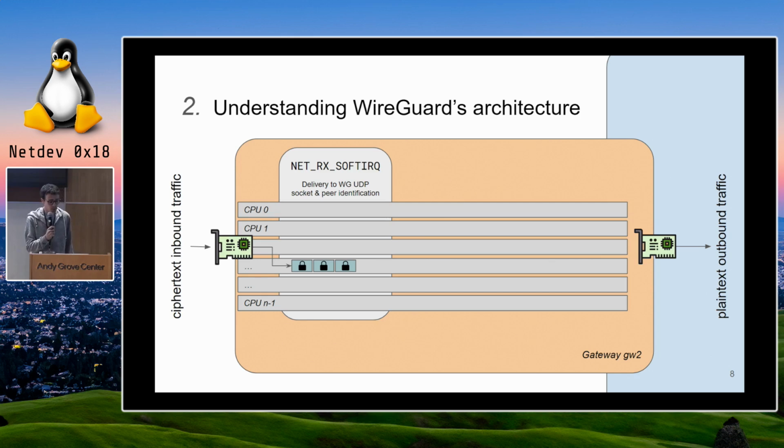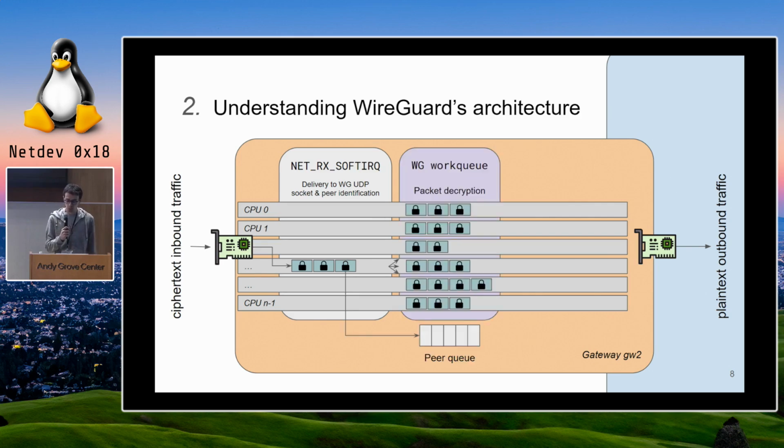At this point, the packets are delivered up to the WireGuard UDP socket, which will again identify the sending peer and retrieve all of the information necessary to later decrypt these packets. Once again, we move over to the decryption phase, which is basically identical to the encryption one. So we first have a peer queue, which we're going to write packets into in order to remember their order. And then the actual decryption is performed within a parallel work queue.